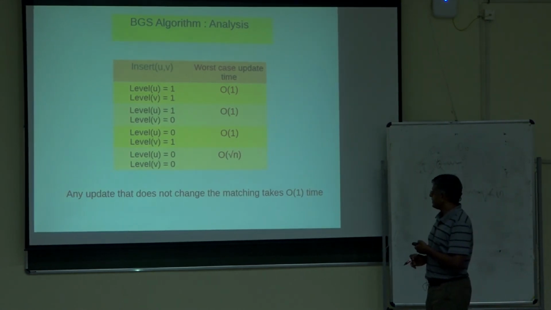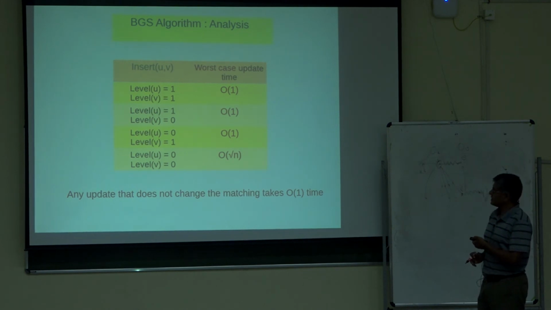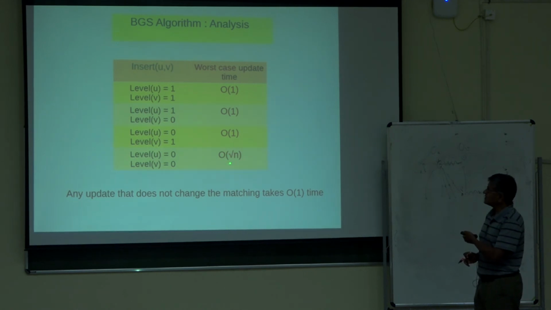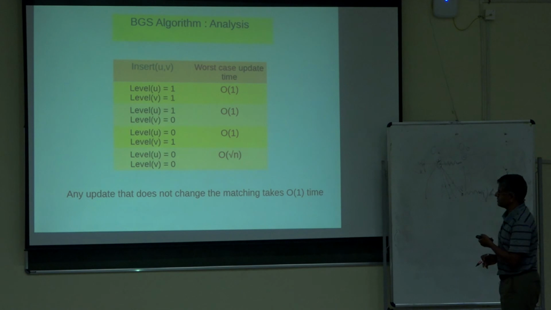Alright, so for the insertion, these are the different cases for the worst case update time, which we just analyzed. Some of them are just constant time, and then the maximum that happens for the insert is when they are both at level 0, in which case it takes order root n, which involves a random settle. At the end of this, the vertex U will be matched to a randomly selected partner from its ownership list.